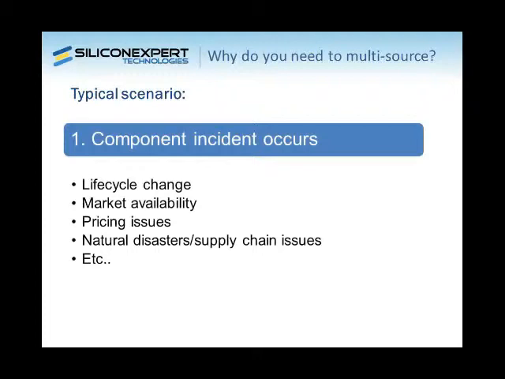Typically, as we transition into more of this specific topic, what happens is a company needs to multi-source, ideally in the very beginning when they're picking out a component. Changes happen all the time with components, whether because of price hikes, life cycle changes, market availability issues, pricing, natural disasters, etc. Companies understand that they need to have a second option. That's why multiple sources for a part are necessary, as you all know, which is why you're on this webinar.